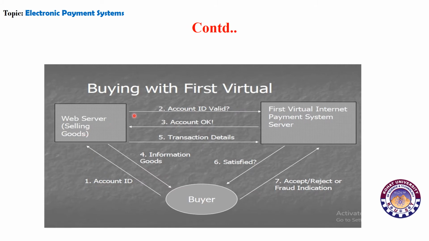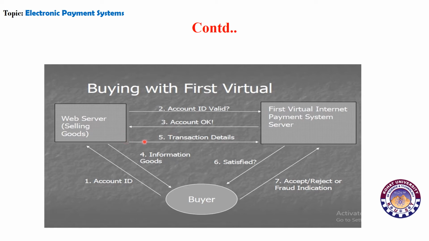So here is how the First Virtual network operates. Here the buyer has an account ID with First Virtual. He will give his account ID to a web server or any website selling goods. So the merchant will forward this account ID to the First Virtual Internet Payment System server to check whether the account number is valid or not. First Virtual will okay it if the account number is valid.